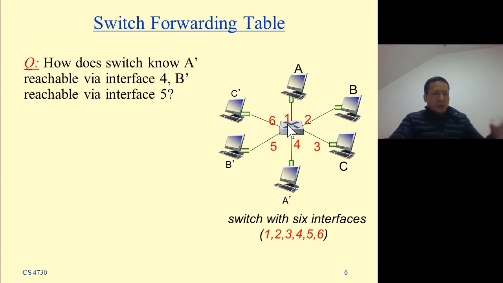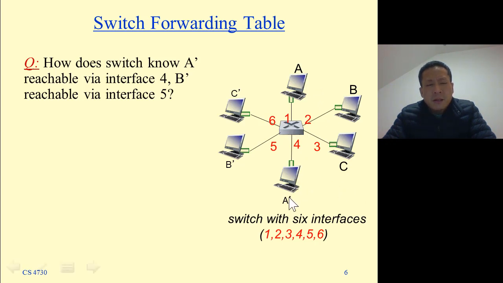You may ask the question: how would the switch know where to forward the frame? For example, if A wants to send to A prime, how would it know that A prime is reachable from port 4 and B prime is reachable from port 5, without sending to the wrong port?